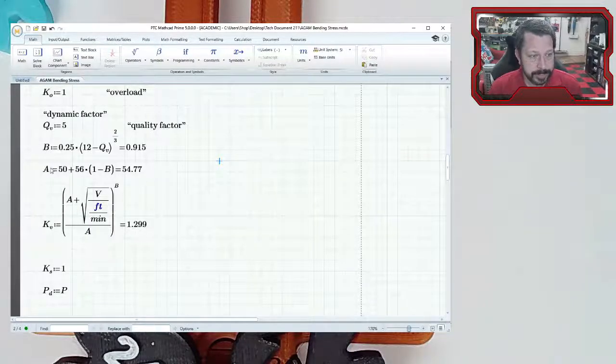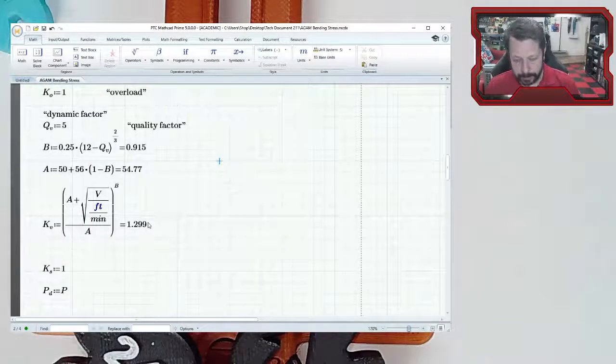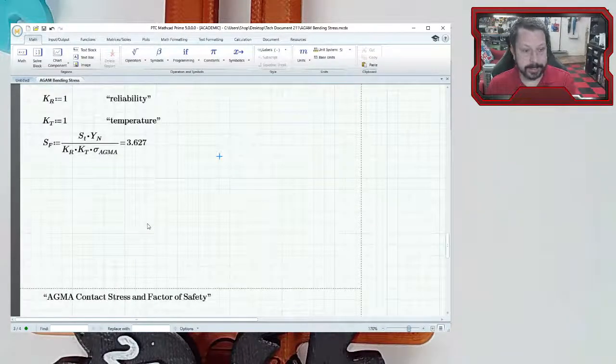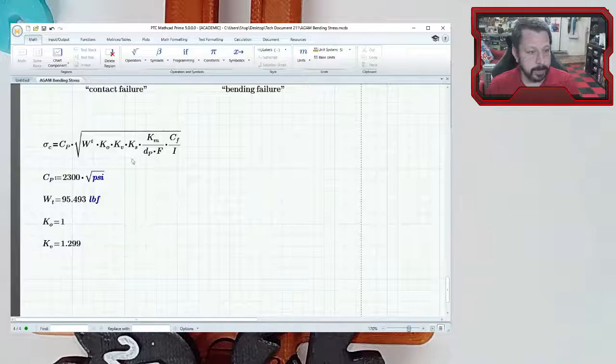There are 2 constants, A and B. B depends on the quality factor. A depends on B. And then you put them into this equation to get your dynamic factor. And ours ended up at 1.3. But we already did that. That would be the same as it was before.